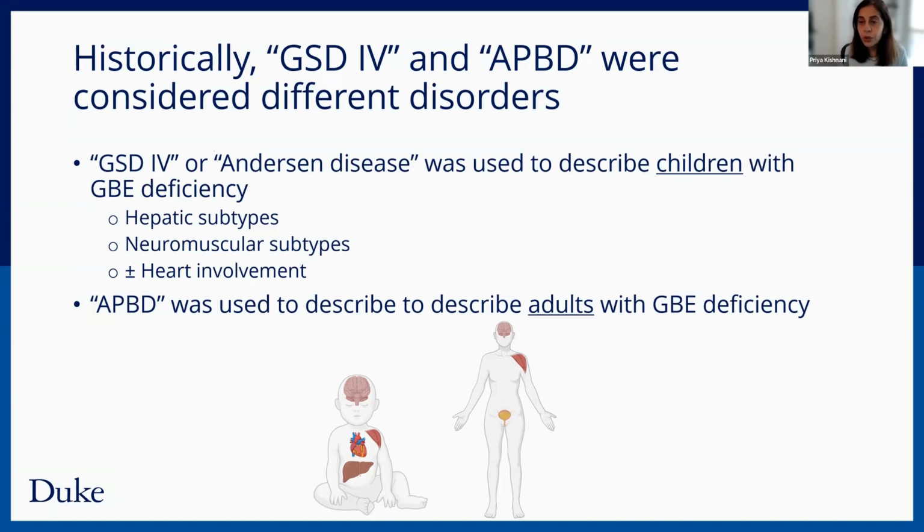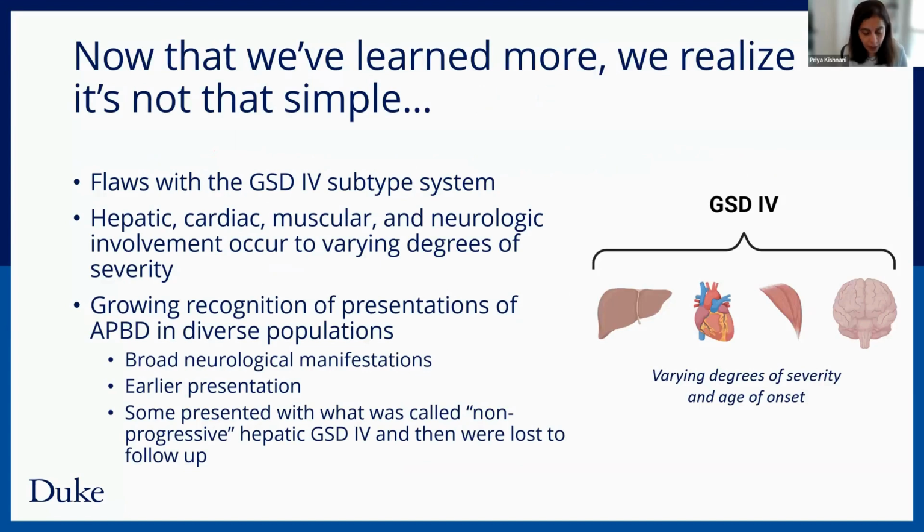I think this still holds true, but as you just heard so well from Samantha, even within the same family, you can have someone who presents with GSD4 and then someone who could have potentially lived longer and then presented with APBD. So let's look at this a little bit more and try and get away from this discrete subtype classification as we've thought about, but rather think about it as a disease continuum, and that some patients can have some hepatic involvement, some muscle involvement, some neuromuscular involvement, some cardiac involvement, some can have a combination of these.